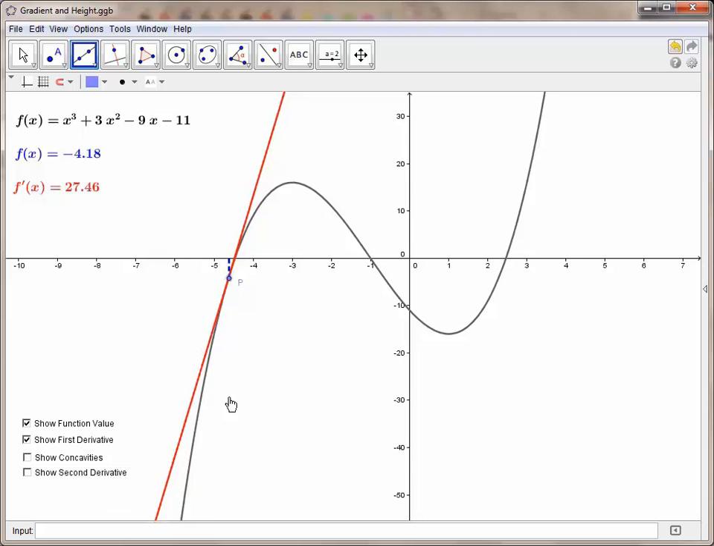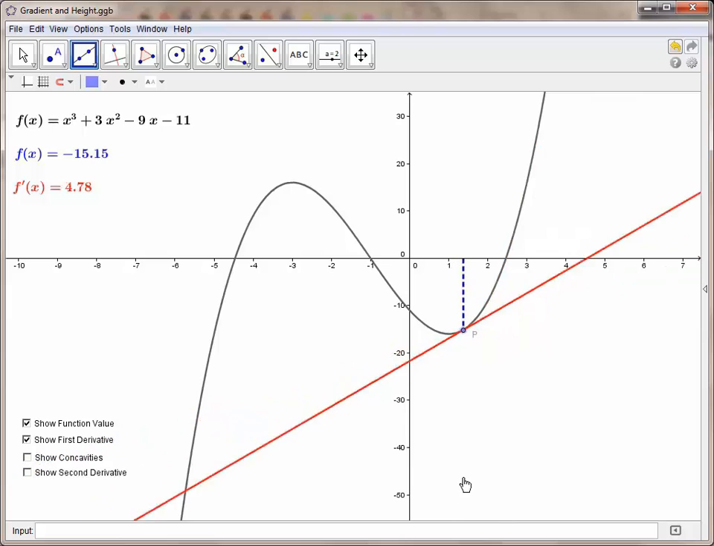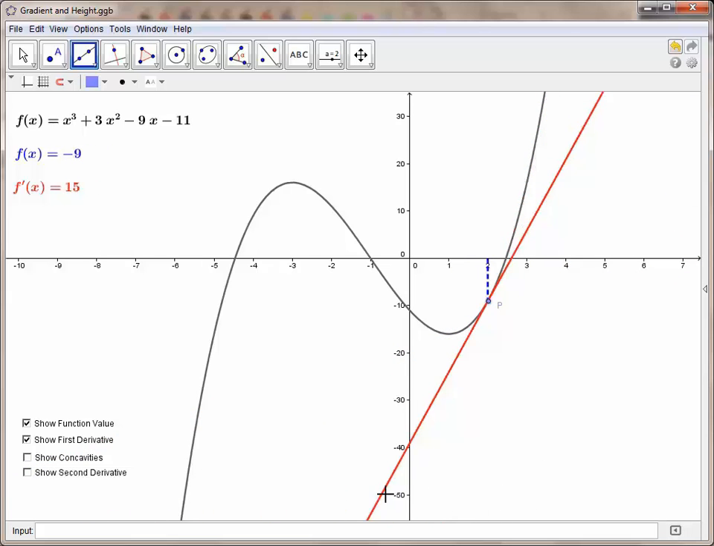That's also going to be the case on the right-hand side of the graph, somewhere over here. Okay? In this region, we have a positive gradient. The graph is going uphill from left to right. And that red tangent line has a positive gradient clearly.